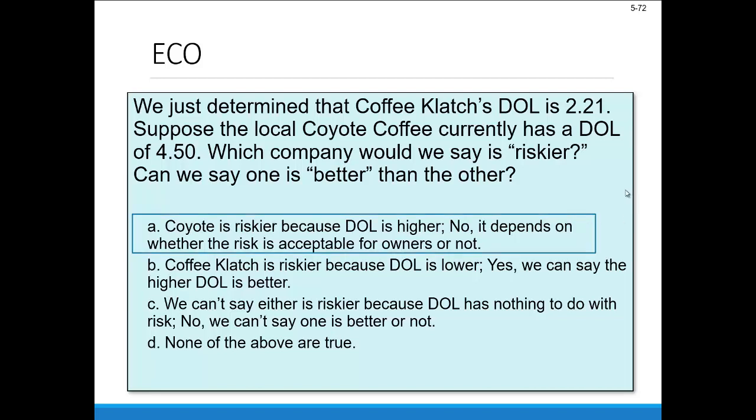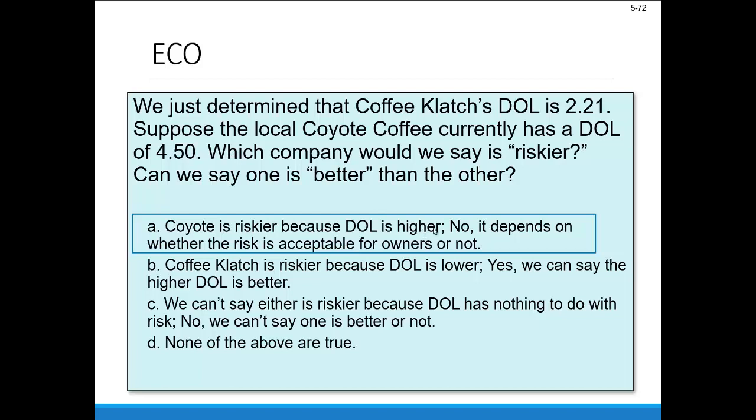So the best fit there is A. We'd say that Coyote Coffee is riskier because their DOL is 4.5 relative to Coffee Klatch's 2.21. That means that their profitability is more sensitive to changes in sales. They're going to have bigger fluctuations in profit with an equal change in sales.